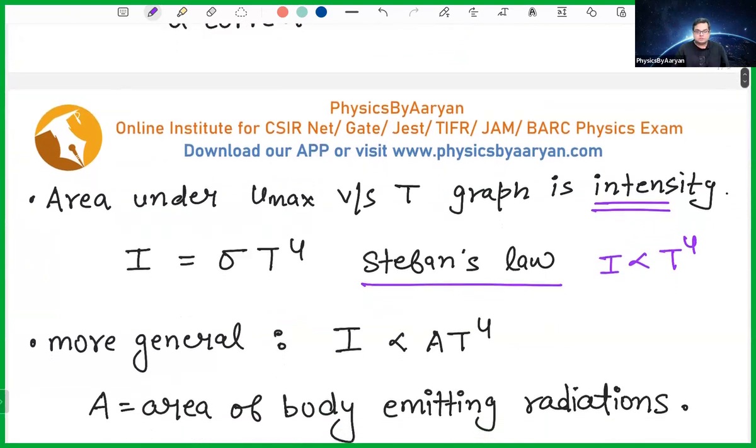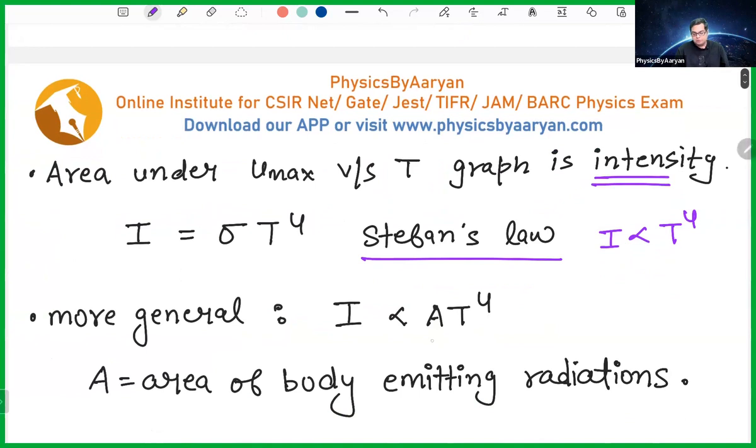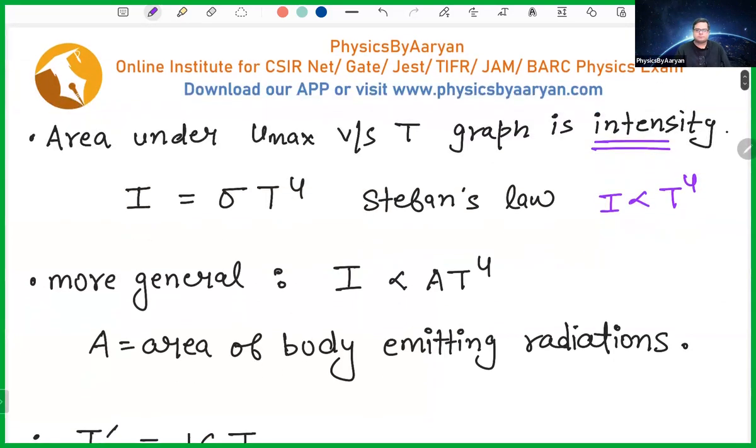In more general terms, intensity depends on area into T to the power 4. Sometimes the area parameter is also important. So how much intensity a body will emit depends upon two things. Number one, the total surface area of this body. And number two, the temperature of this body. Based on that, the energy will be emitted: area into T to the power 4. Usually area is useful in some problems, but in most cases temperature is the most important parameter. But we should know this formula.